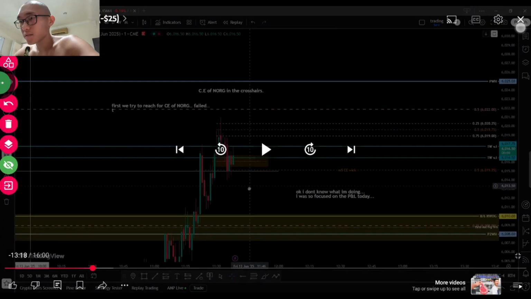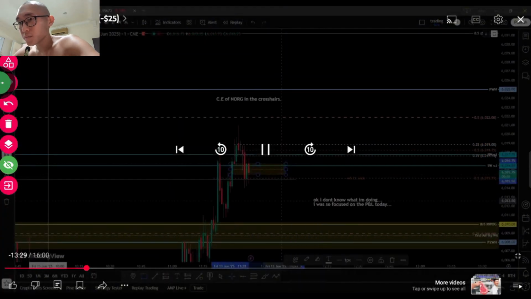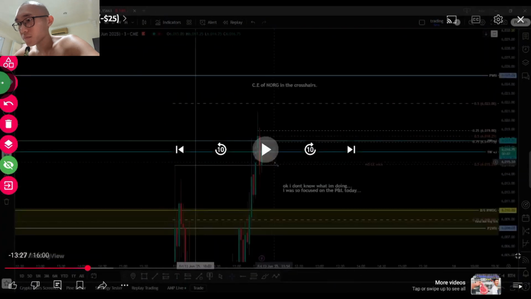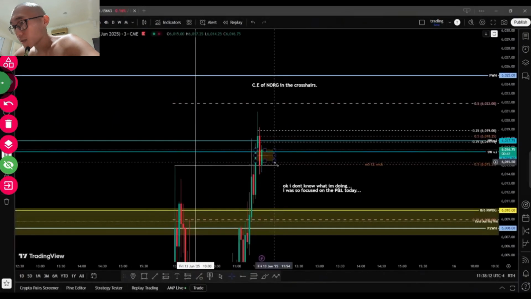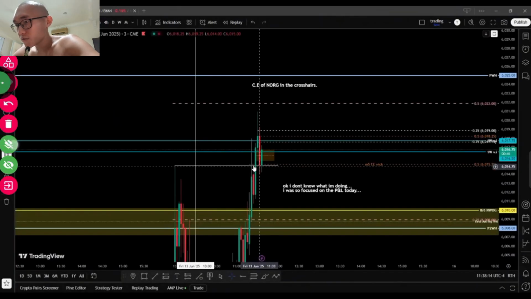And if you look at the 3 minute, you can see there's another BC here. Basically that's telling you, if you go long here, your stop loss has to be at least here, aiming for the C of the new opening range gap. So that would have been a good trade also. And all I need is just 5 handles, remember, okay?